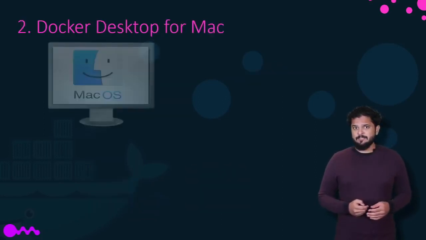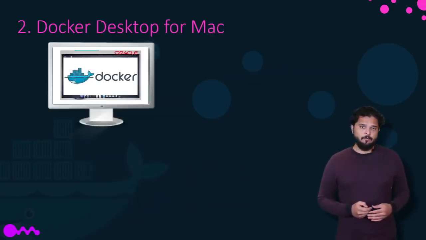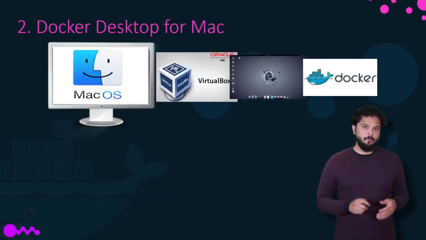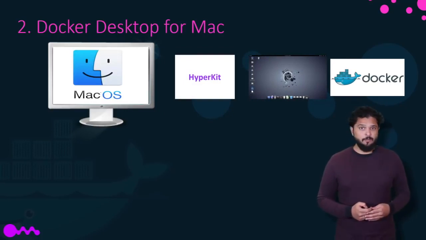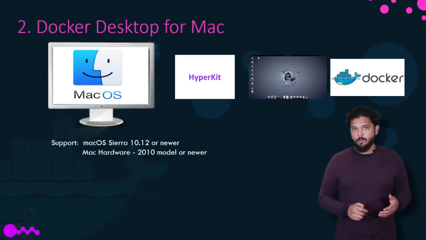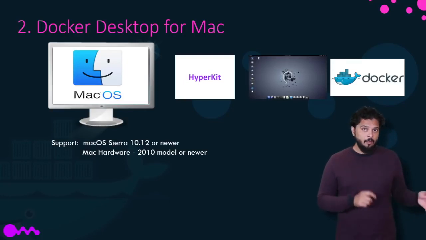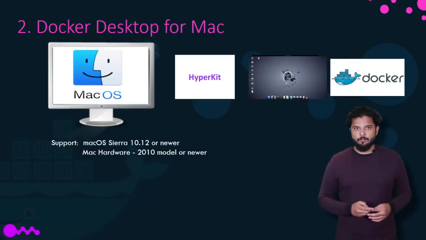The second option is the newer option called Docker Desktop for Mac. With Docker Desktop for Mac, we take out Oracle VirtualBox and use HyperKit virtualization technology. During the installation process for Docker for Mac, it will still automatically create a Linux system underneath, but this time it is created on HyperKit instead of Oracle VirtualBox, and have Docker running on that system. This requires Mac OS Sierra 10.12 or newer, and the Mac hardware must be 2010 or newer model.